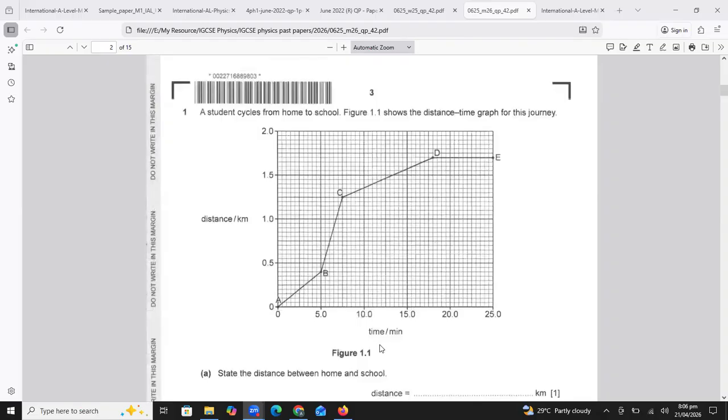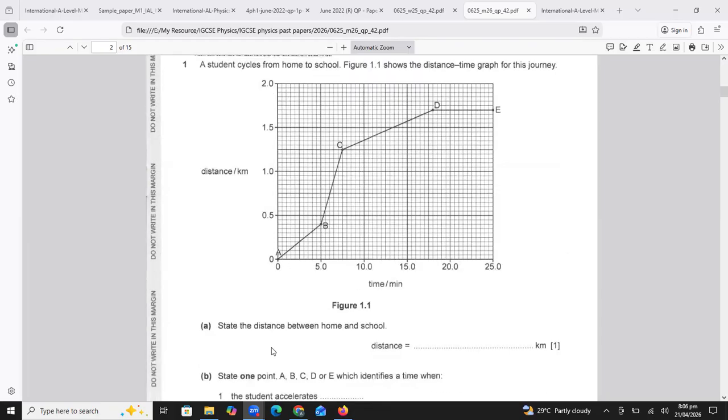In this question, they are saying a student cycles from home to school. Figure 1.1 shows the distance time graph for this journey. So time is given in minutes and distance is given in kilometer. And this is the distance time graph which is divided into the different sections from A to E. Now they are saying in part A, state the distance between home and school. So we have to calculate the distance between home and school.